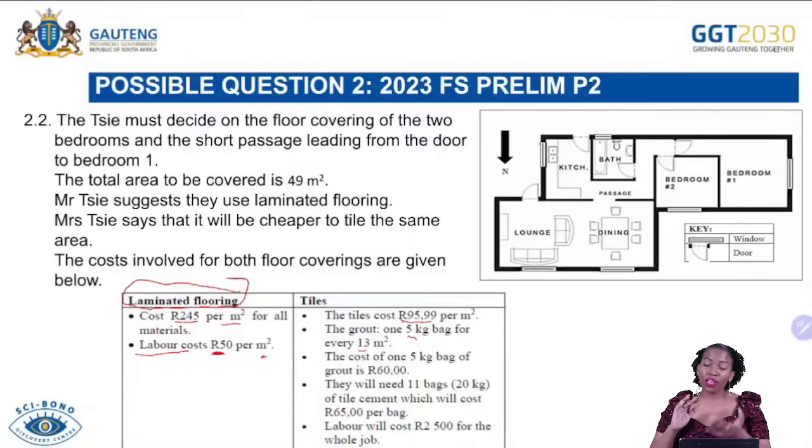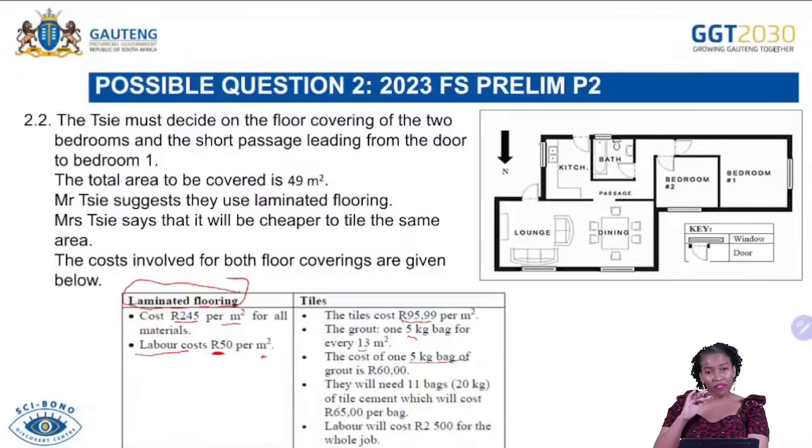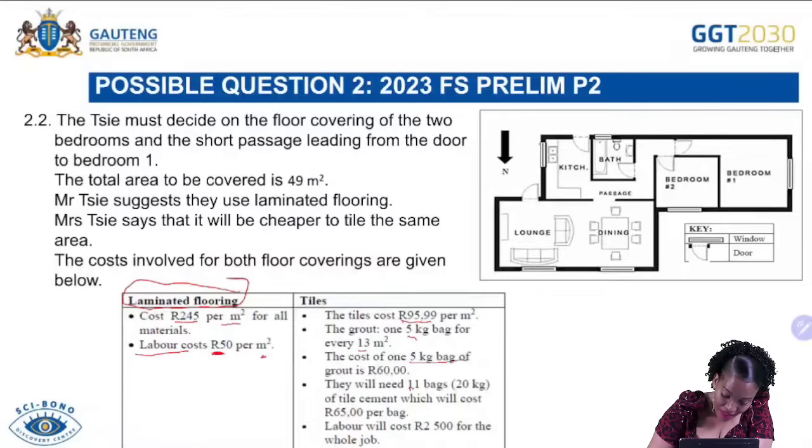And 1 5 kg can cover 13 square meters. The cost of 1 5 kg bag is 60 rand. So when they buy 1 5 kg, it costs them 60 rand. They will need 11 bags. Each bag is 20 kilograms. They will need 11 bags of tile cement.